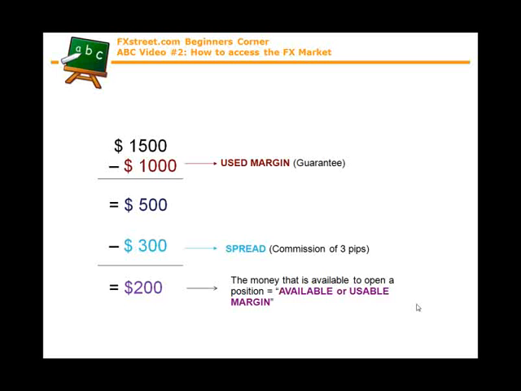At the same time of opening my position, the broker charged me 3 pips spread, in this case $300. That leaves my account in $200. That's money that is available to open a new position if I want, meaning the available or usable margin. Okay?